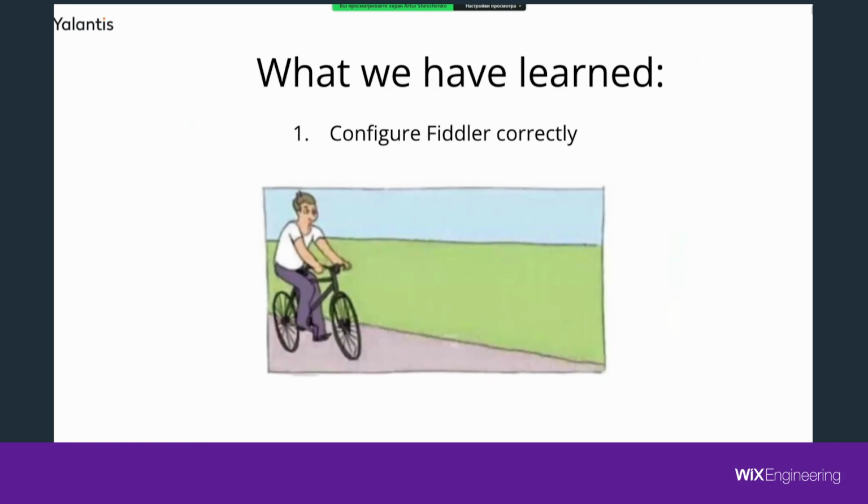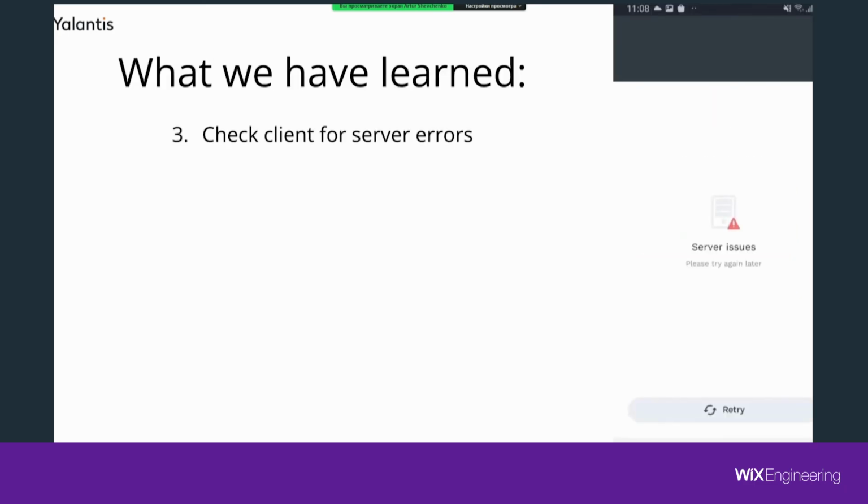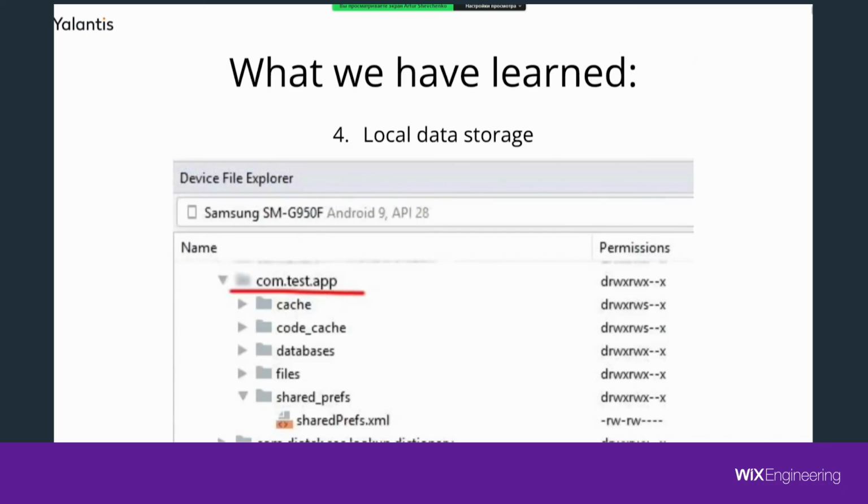And summarizing all this, I want to note that today we have learned how to properly configure Fiddler, how to use the Autoresponder feature in Fiddler, and how to mock the data that we need. Also, we have learned how to check the client application for some server errors. Also, we learned a little about how and where the local data is stored on the device and how we may use it for testing.